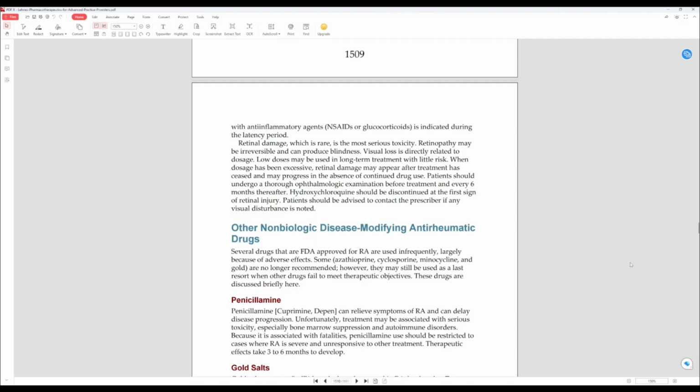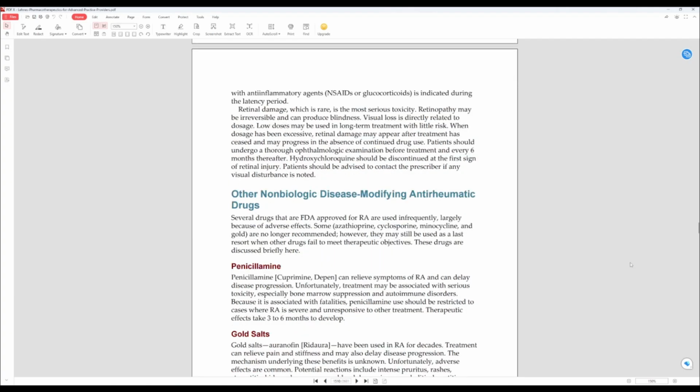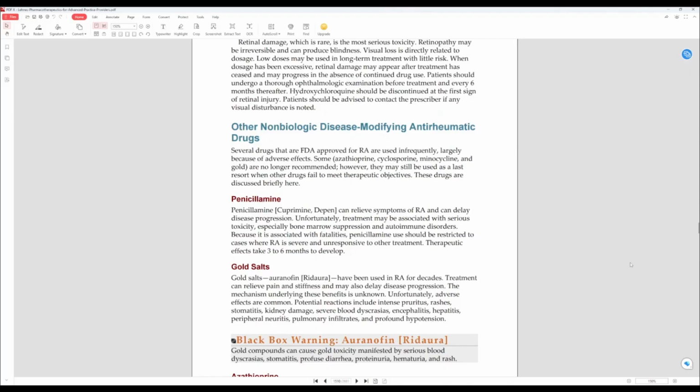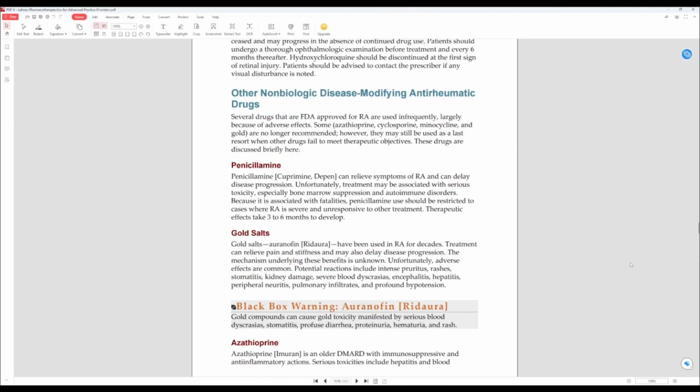When dosage has been excessive, retinal damage may appear after treatment has ceased and may progress in the absence of continued drug use. Patients should undergo a thorough ophthalmologic examination before treatment and every 6 months thereafter. Hydroxychloroquine should be discontinued at the first sign of any kind of retinal injury. Patients should be advised to contact the prescriber if any visual disturbances are noted.